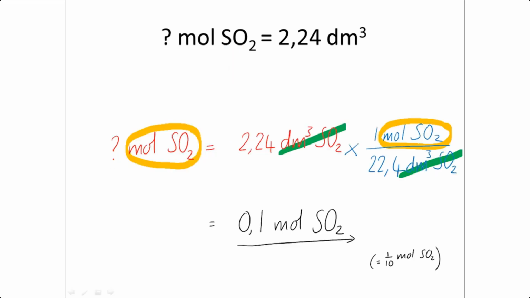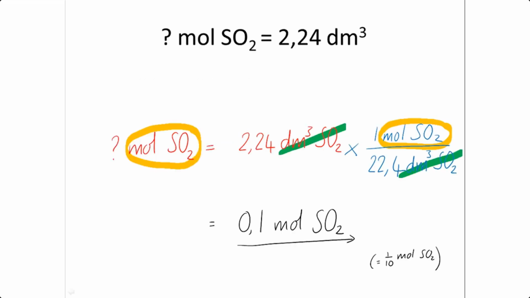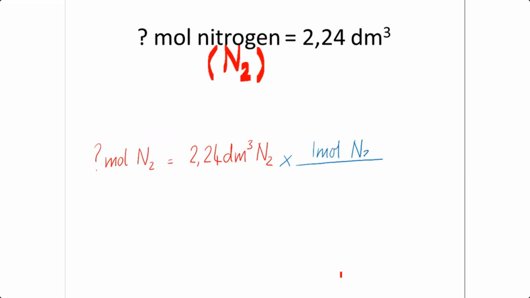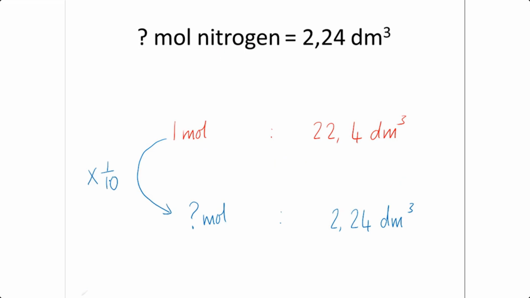Now, can you see that it's really the same question as just now? Because it doesn't matter which gas we're speaking about. The ratio of moles to decimeters cubed at STP is the same for all gases. And so we can immediately see the answer must be the same as our answer for the previous question, because 1 mole of N2 has a volume of 22,4 decimeters cubed. So the question is 2,24 divided by 22,4, which gives us a tenth. We have a tenth of a mole because we have a tenth of the volume in decimeters cubed.